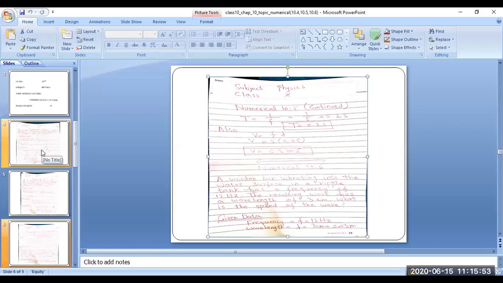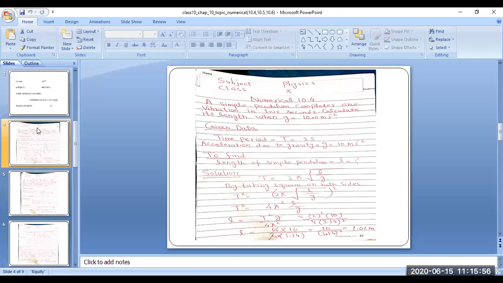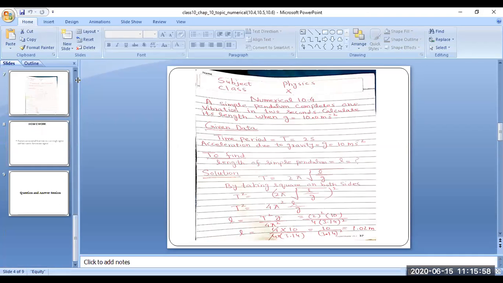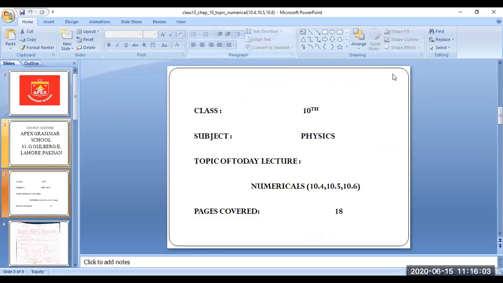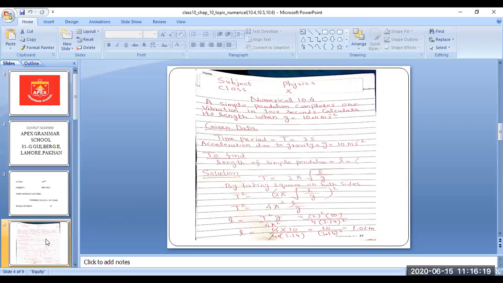I am going to repeat the numericals we did today. Class 10, subject physics. The topic of today's lecture was numericals 10.4, 10.5 and 10.6. These numericals are on page 80. We did the first numerical, which was 10.4. I'm going to repeat all 3 numericals for you again.